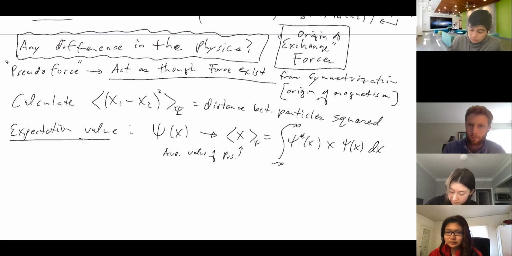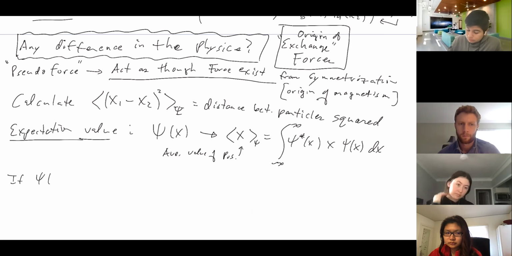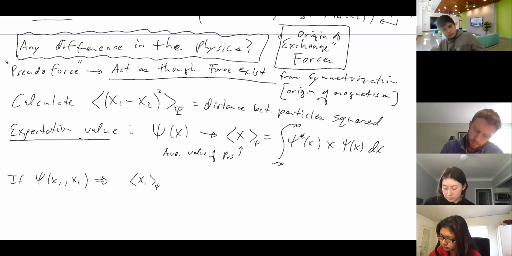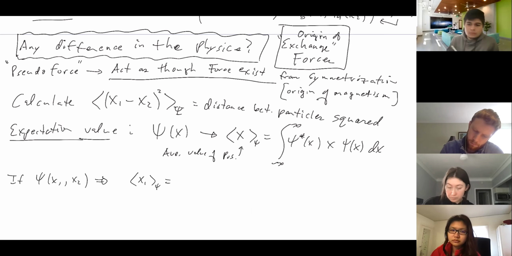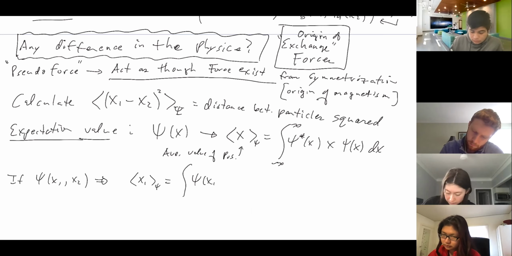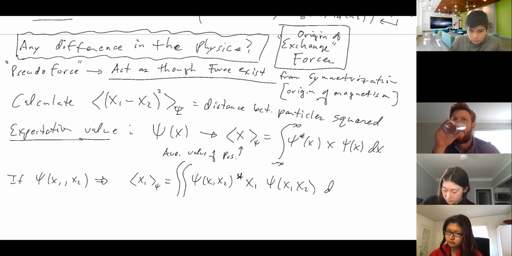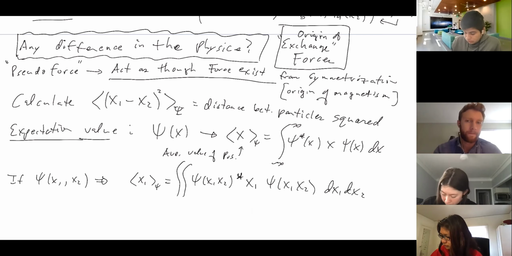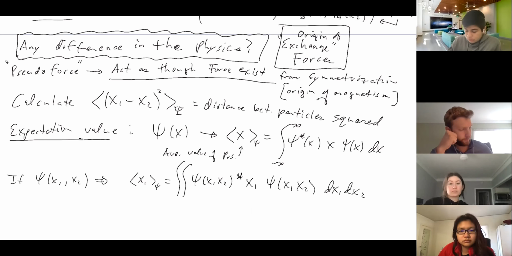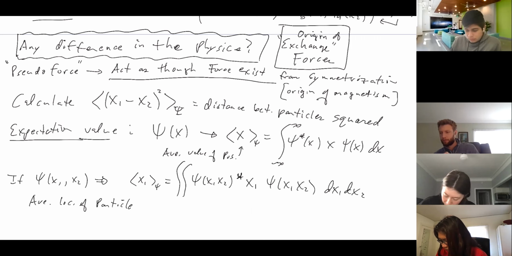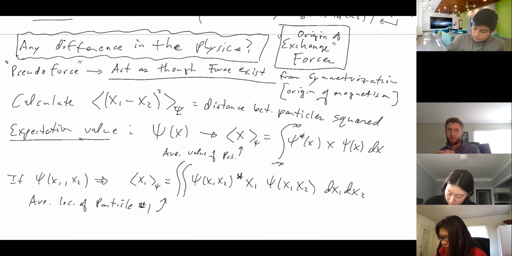I know that you have all done that before. But now, if we have a many-body wave function, like psi of x1 and x2, then I can ask questions like, what's the average position of particle 1? Then you would integrate psi star of x1, x2, operator x1, times psi of x1, x2, but now over dx1 dx2. This is just a generalization of a familiar concept, expectation value. That's the average location of particle number 1, the expectation value of the x1 operator.